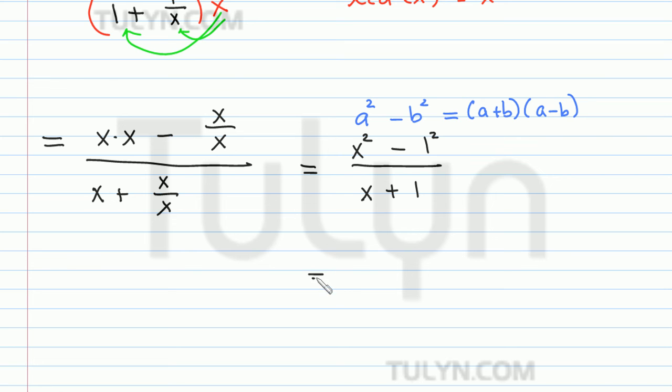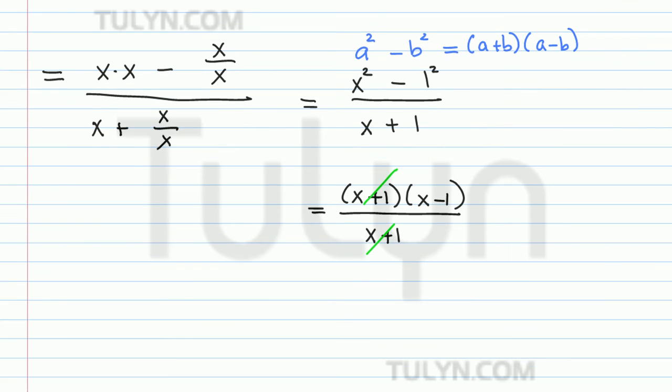So now knowing that, let's plug that in. x squared minus 1 squared becomes x plus 1 times x minus 1, and the denominator stays the same. And now there's an x plus 1 in the numerator and the denominator, which cancel out. So we're left with x minus 1 over 1, which just simplifies to x minus 1. And since there's nothing else we can do to reduce, that is the final result.